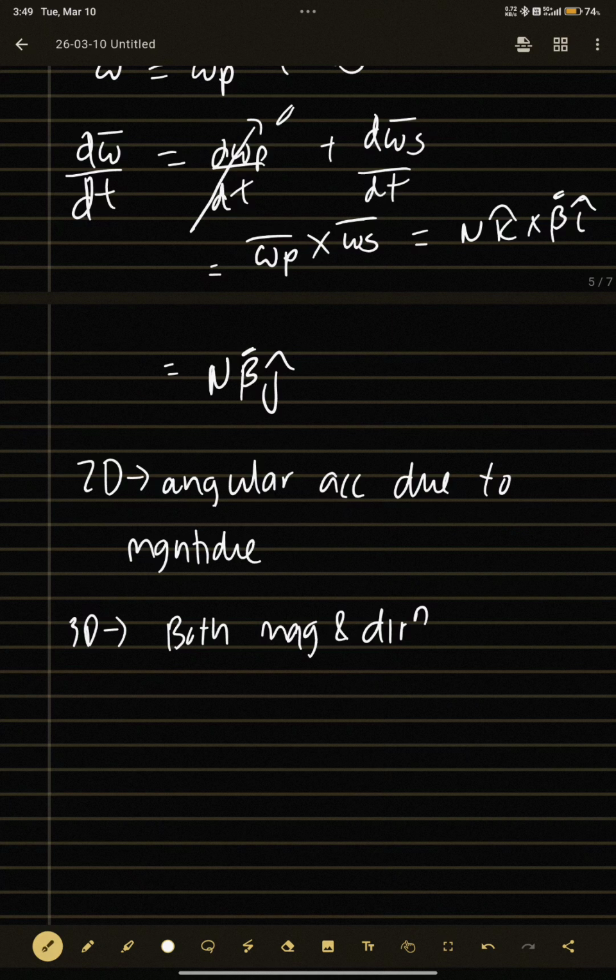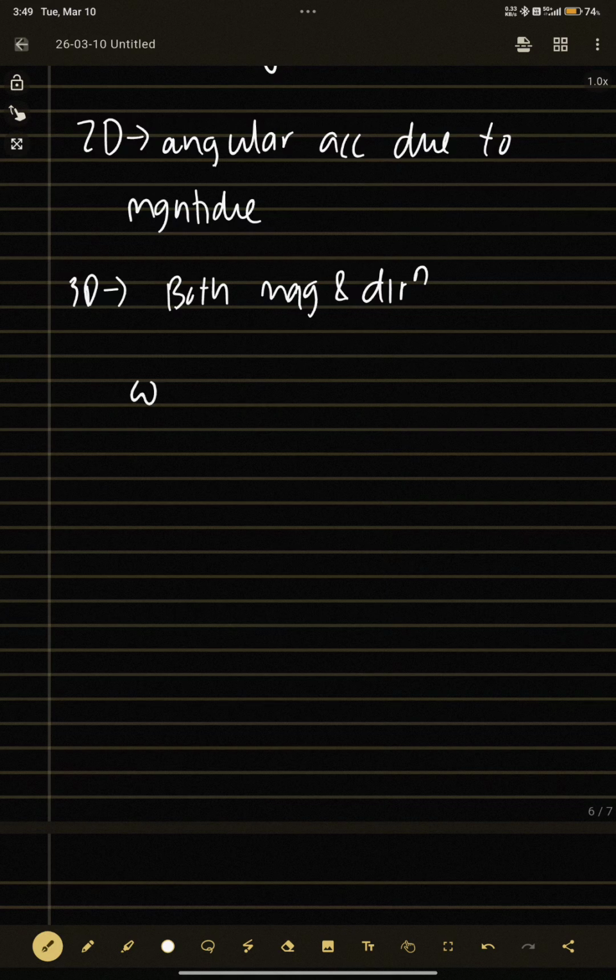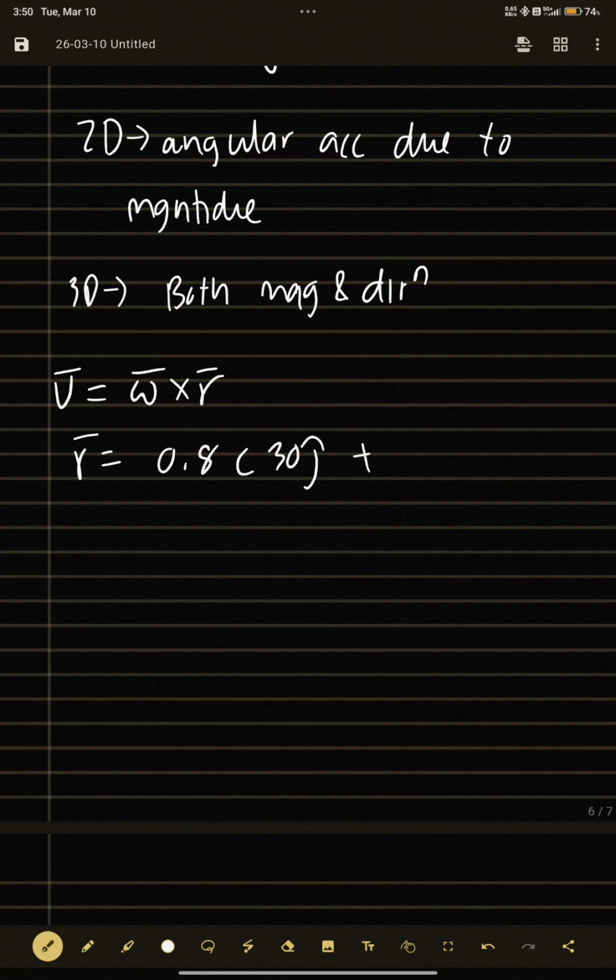Use these relations which were given. Omega cross R. So omega cross R. What is R over here? Use the given set of axes. So it is 0.8 cos 30 j, 0.8 sin 30. You should also be careful about the axis. इस केस में axis दिया हुआ है.